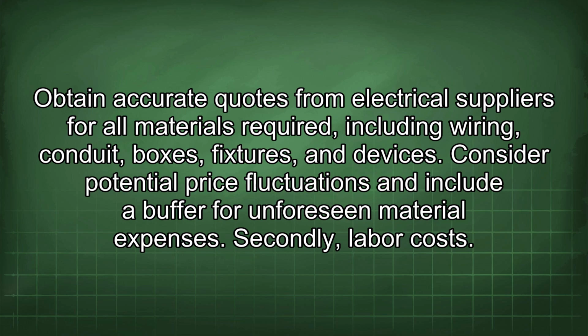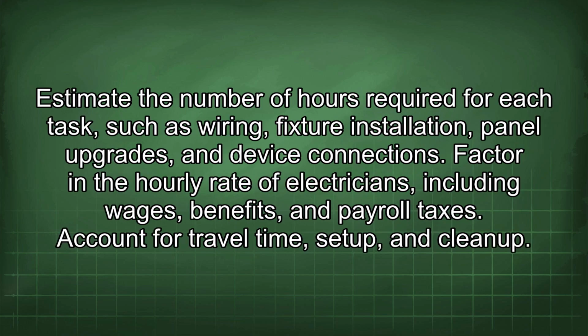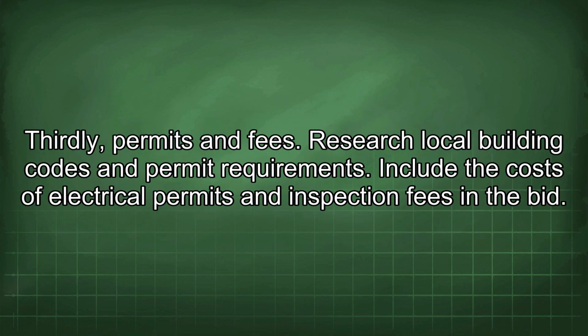Secondly, labor costs. Estimate the number of hours required for each task, such as wiring, fixture installation, panel upgrades, and device connections. Factor in the hourly rate of electricians, including wages, benefits, and payroll taxes. Account for travel time, setup, and cleanup. Thirdly, permits and fees. Research local building codes and permit requirements. Include the costs of electrical permits and inspection fees in the bid.